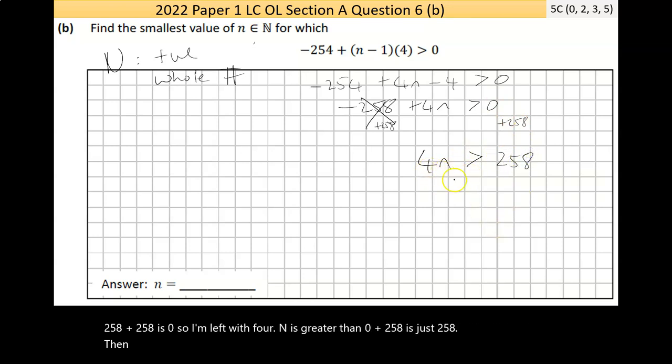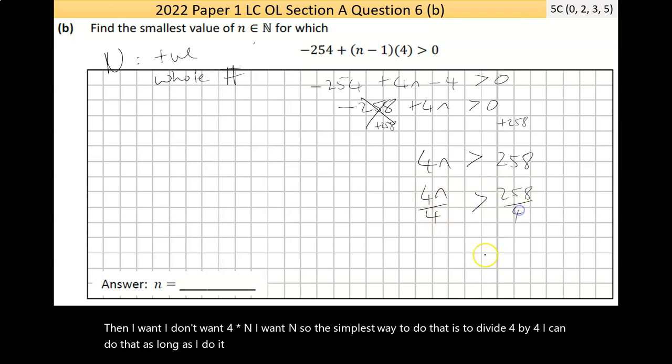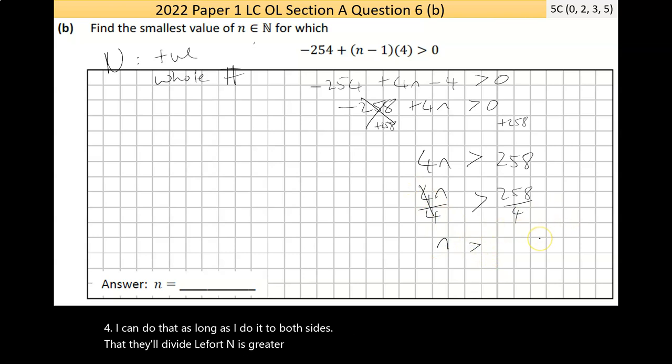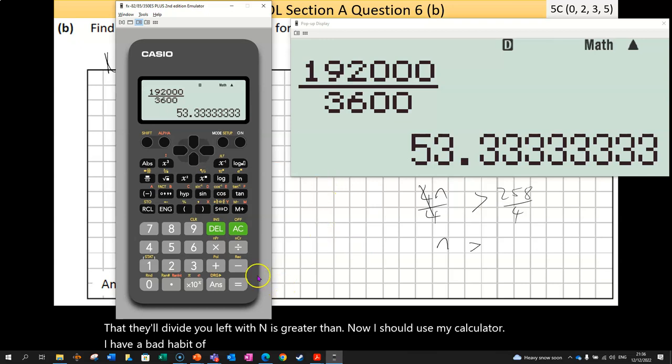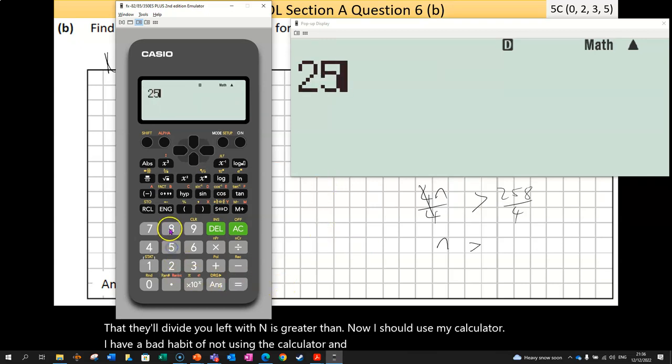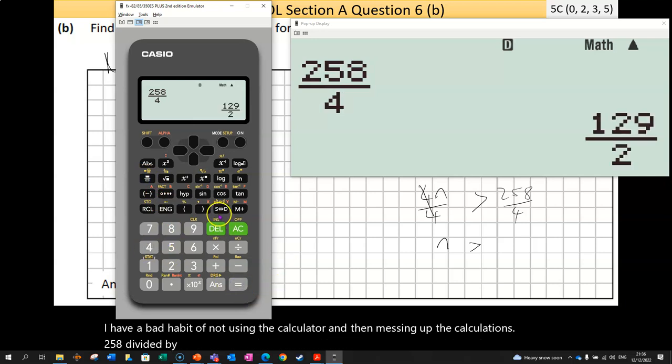Then I don't want four times n, I want n. So the simplest way to do that is to divide by four. I can do that as long as I do it to both sides. Now they'll divide, and you're left with n is greater than, now I should use my calculator. I have a bad habit of not using the calculator and then messing up the calculations. 258 divided by 4 is equal to 64.5.